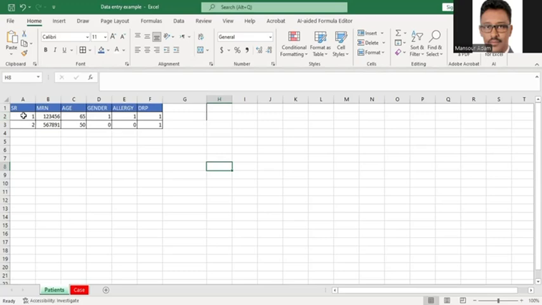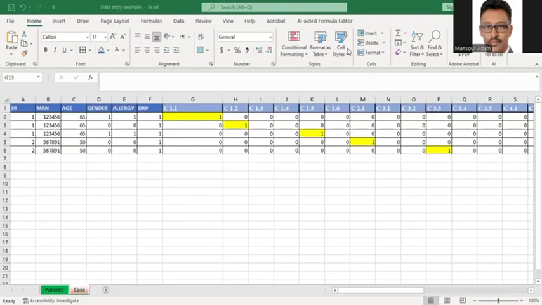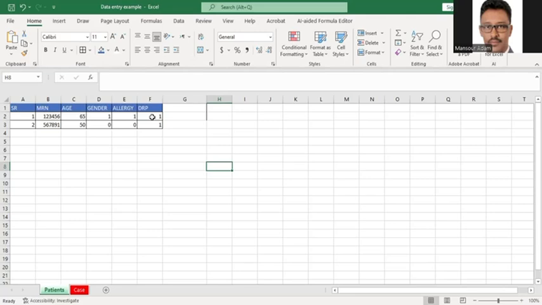I have two patients here, patient number one, patient number two, and I have their medical record numbers: 1, 2, 3, 4, 5, 6, and 5, 6, 7, 8, 9. My first patient's age is 65. The second patient's age is 50. The gender for the first patient is male. The second patient is female. The first patient has a documented drug allergy. The second patient has no allergy. Patient number one has a drug-related problem identified, and patient number two, yes, has another drug-related problem identified.